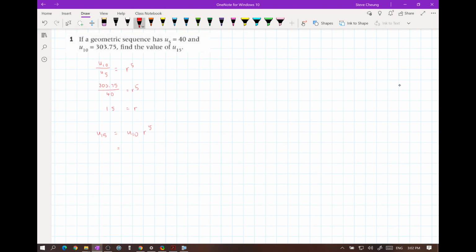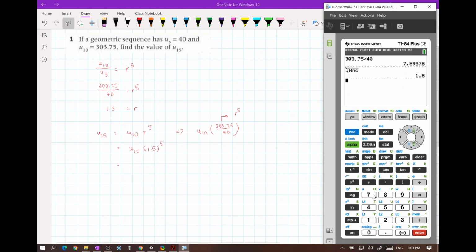So do you see how if we use the 10th term, we don't even need to know what r is, because we could actually just take the ratio. So you could also just do u10 times this here, because this represents r to the power of 5. But you could just take the ratio, raise it to the power of 5, and then multiply by the 10th term, which is this here. So that will be our answer.